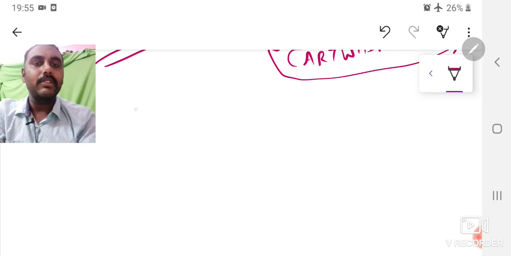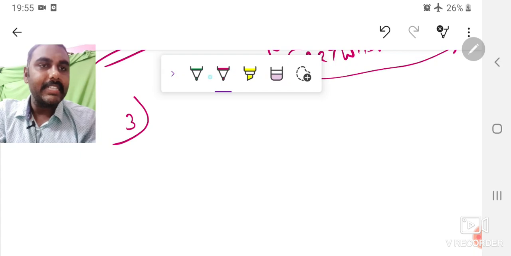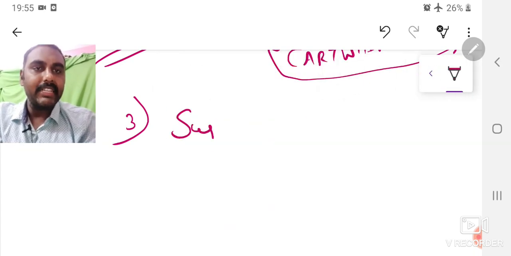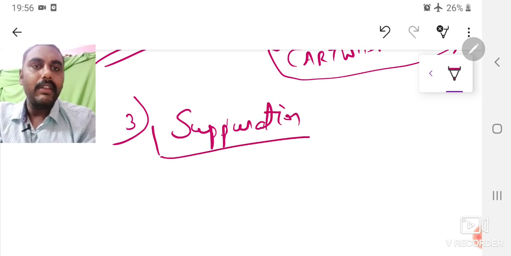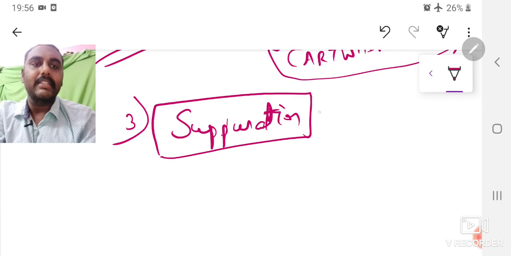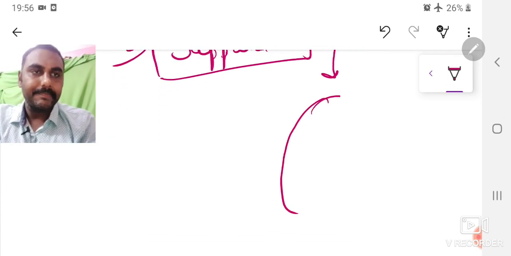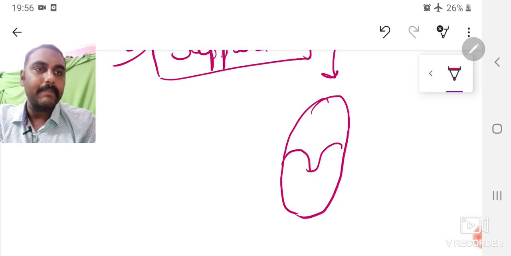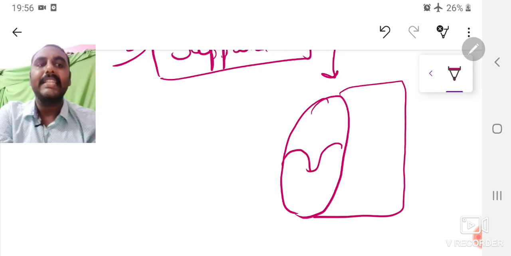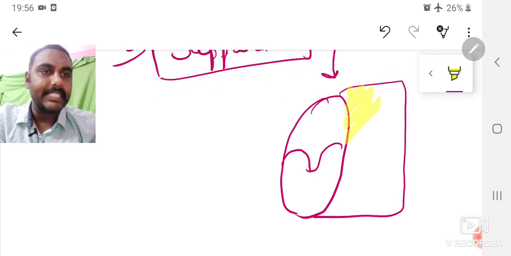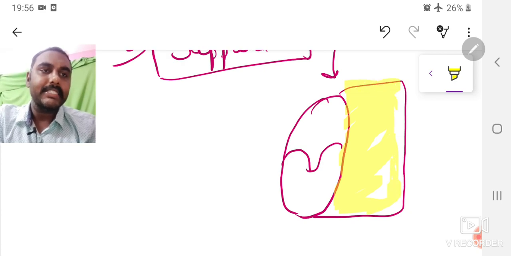So, going on to the third stage. The third stage is the stage of suppuration. As the name indicates, now there is a full blown infection setting in. If this is the tympanic membrane, the bacterial infection is now turning into pus. It is now fully filled with pus.